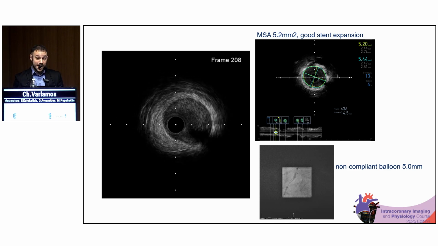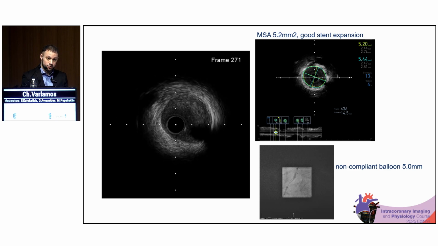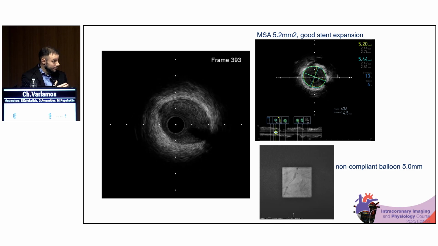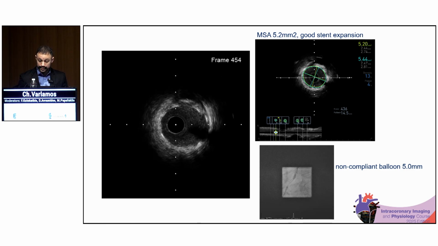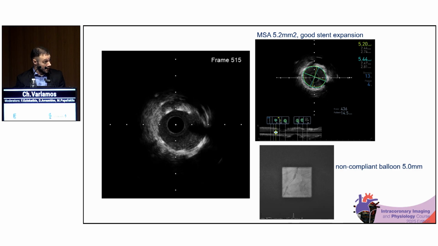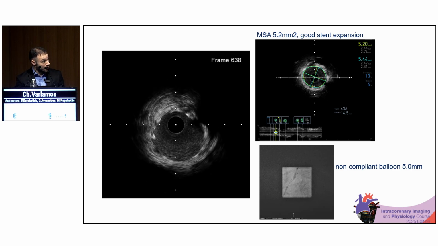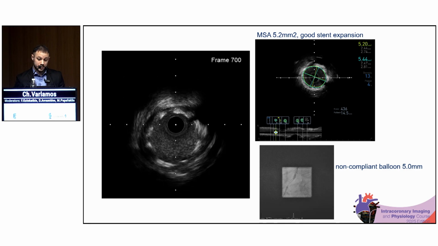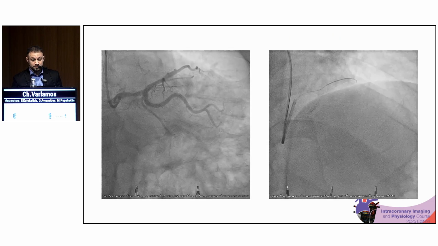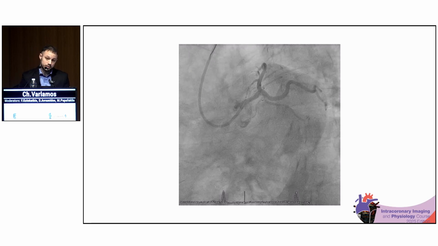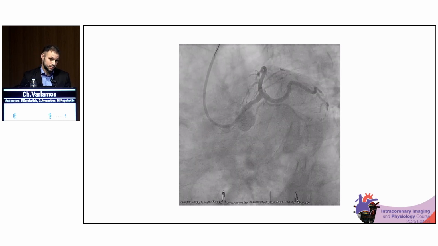If I didn't have the IVUS, I wouldn't do anything more. But I did the IVUS and I put a 5 balloon proximally to the stent and a 3.5 balloon distally to optimize my results. And this is the angiogram with a very good result, I think. Thank you very much for your attention.